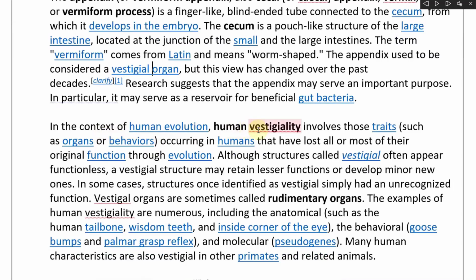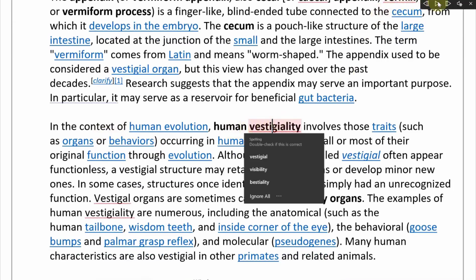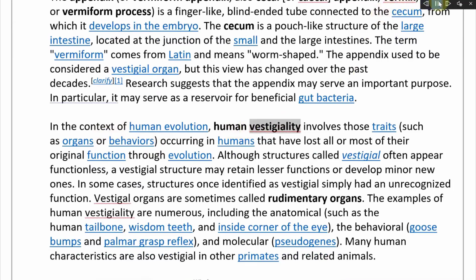Note here on human vestigiality. Let's see the pronunciation here. Vestigiality. So, in the context of human evolution, human vestigiality involves traits such as organs or behaviors occurring in humans that have lost all or most of their original function through evolution.